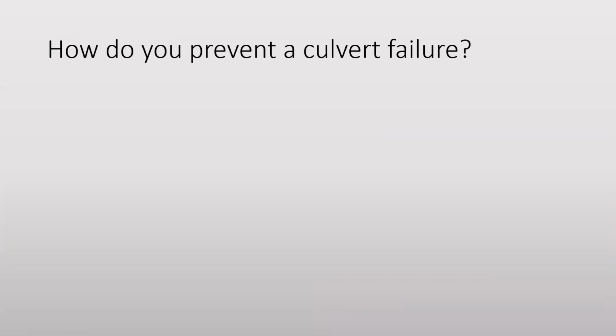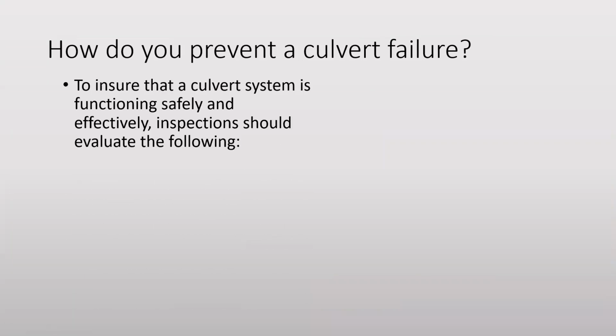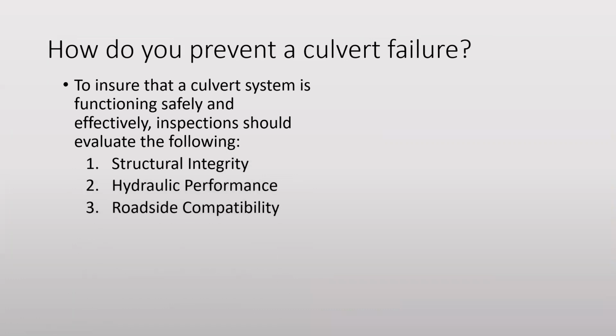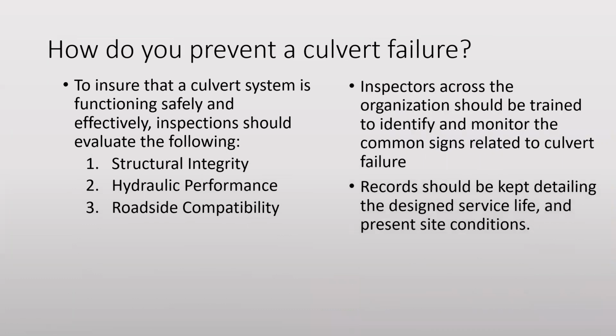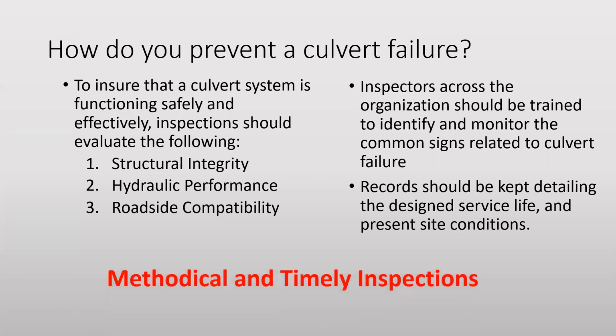So how do we prevent culvert failure? Well, to ensure that a culvert system is functioning safely and effectively, inspection should evaluate the following: structural integrity of the culvert, the current hydraulic performance, and the roadside compatibility of the structure. Inspectors across the organization should be trained to identify and monitor the common signs related to culvert failure. Records should be kept detailing the design's service life and present site conditions. The surefire way to monitor a culvert's condition and to prevent a failure is through methodical and timely inspections.